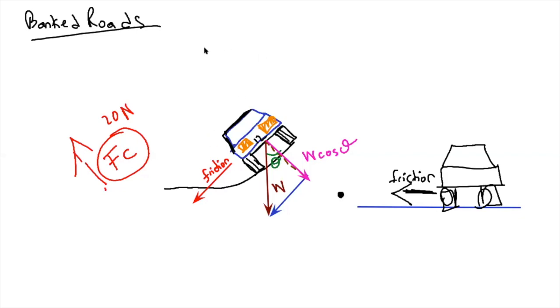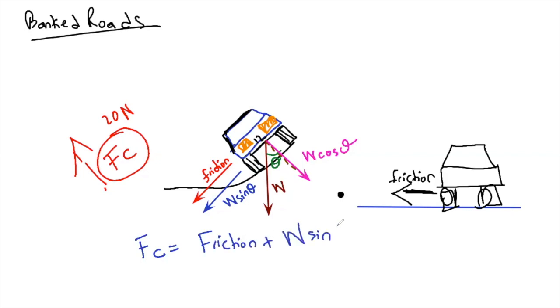Now, look at this. If I move this arrow over here, wait a minute, what did I just do? Didn't I just add another force which is acting towards the center? So now my centripetal force is going to be friction plus W sine theta, and not just friction like in the old scenario.